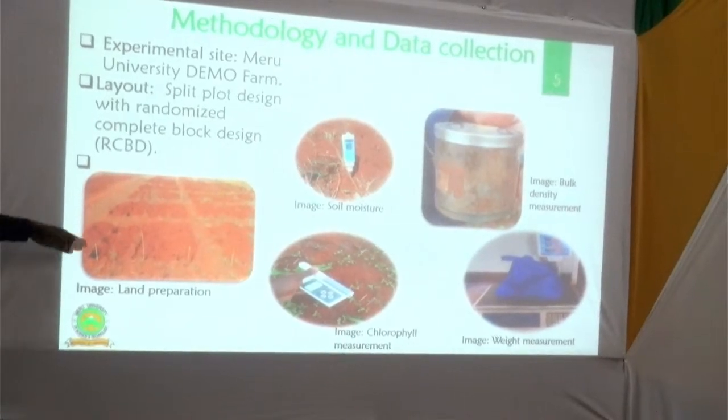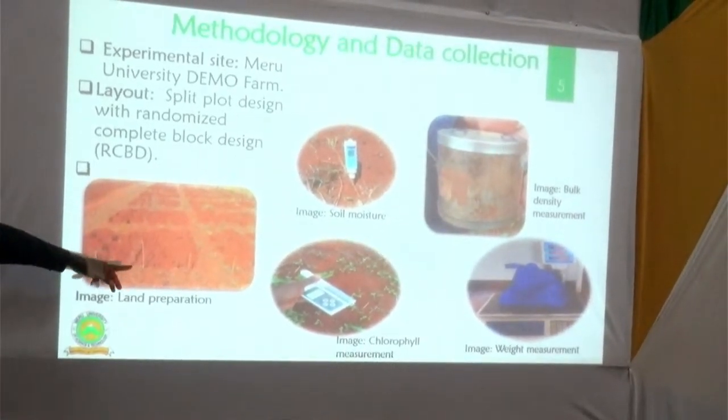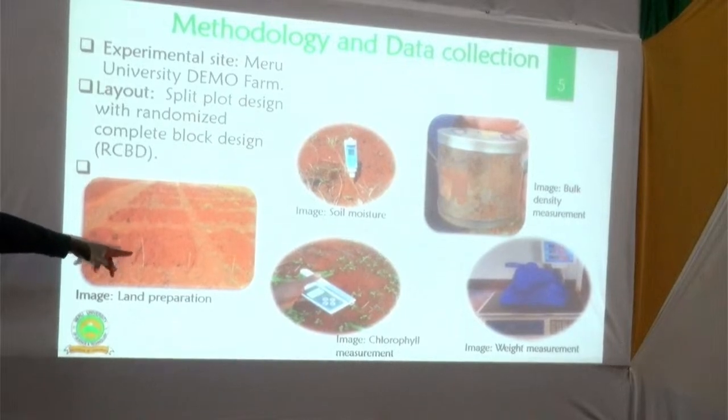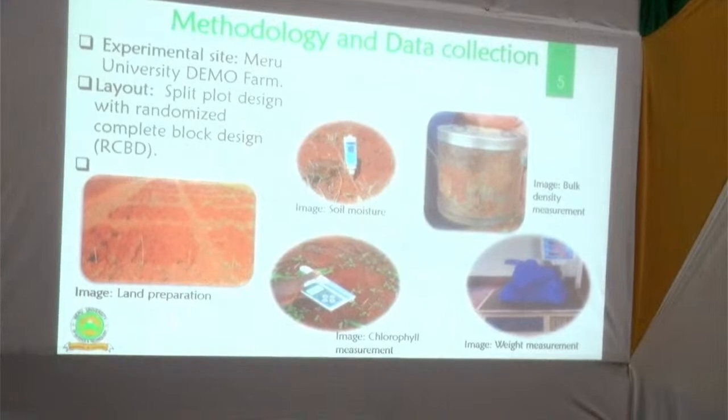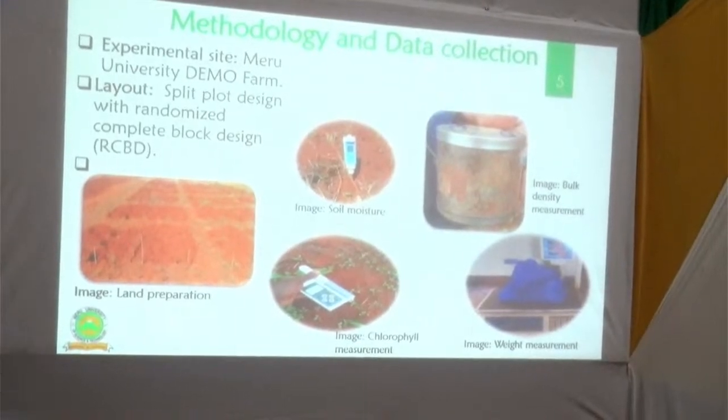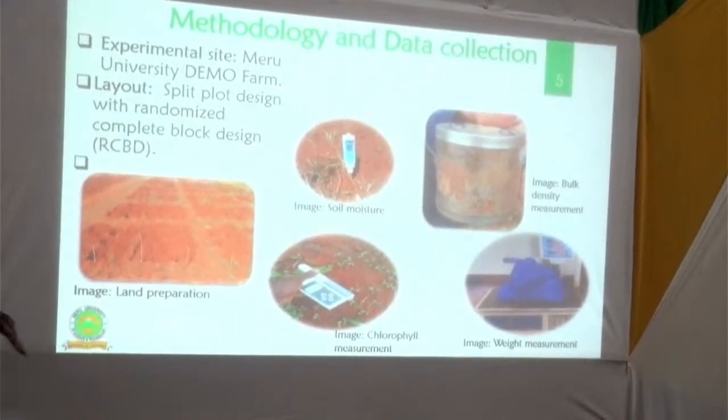I didn't till the land, but the other one here is a conventional land preparation method, which is tilled. Normally, you do primary cultivation and secondary cultivation, and you do leveling. But this one, you just prepare the holes for planting. And I replicated 3 times.